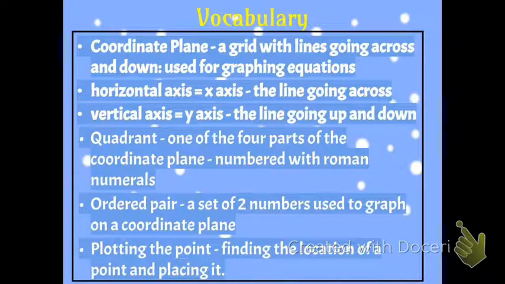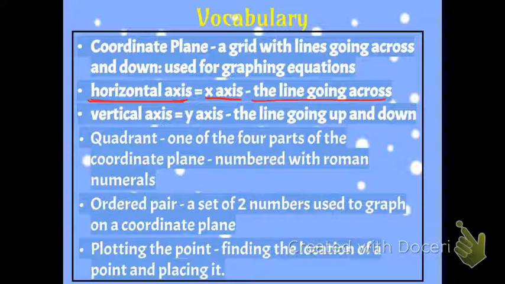Okay, so the first part is the vocabulary. A coordinate plane is a grid with lines going across and down used for graphing equations, or, in our case, making pictures. But usually it's used for graphing equations. So there's something called a horizontal axis. It's also known as the x-axis. I would underline this or highlight this in your notes. So the horizontal axis, horizon, goes across. So the horizontal axis or the x-axis is the line going across.